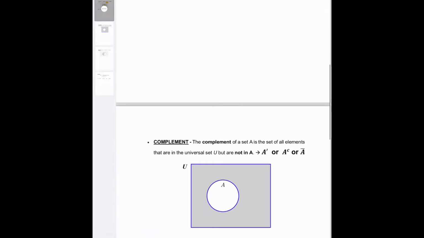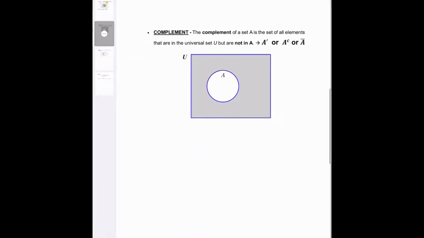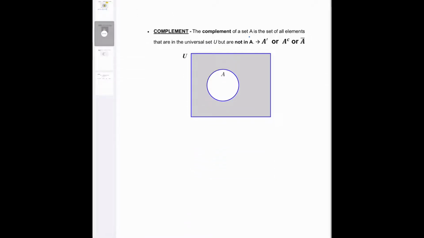The next operation, we have what we call the complement. The complement of a set A is the set of all elements that are in the universal set U, but are not in A. So there are 3 different notations for how a complement of a set is written. These notations actually tell us one thing: a set that contains elements that are in the universal set but not in A.